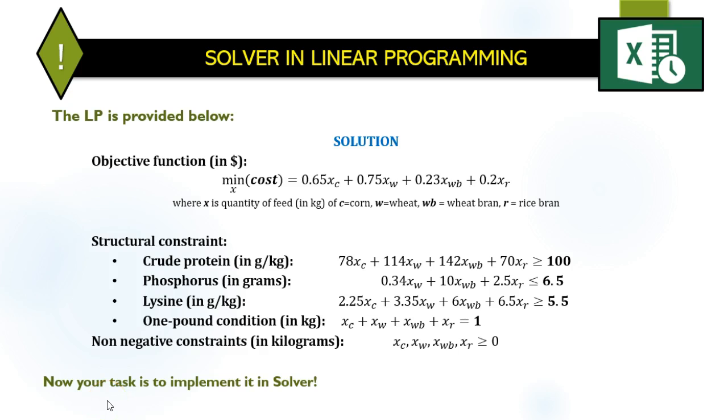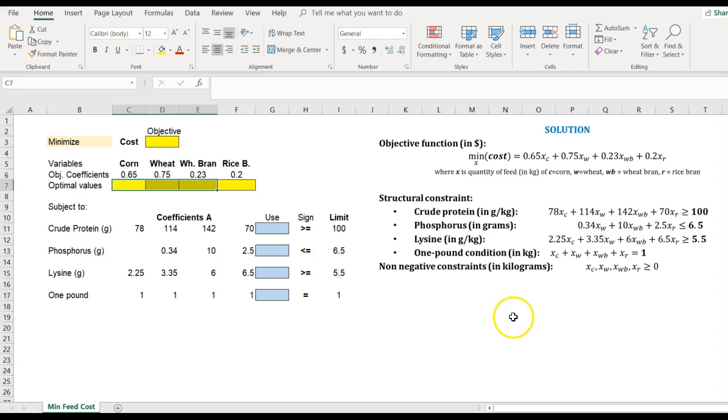Now we need to implement this problem in Solver. Now let's translate our linear programming problem in Excel. First, we need to minimize the total cost. Here in this cell, we will write the objective function. Then we define the decision variables, which are the four products, and the respective objective coefficients.